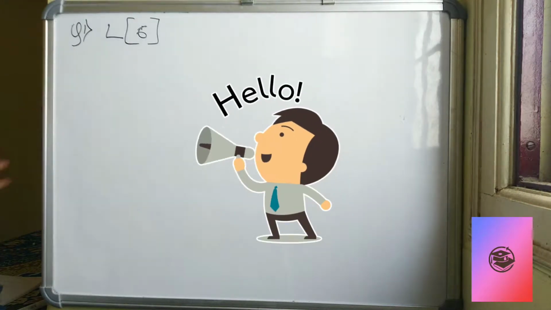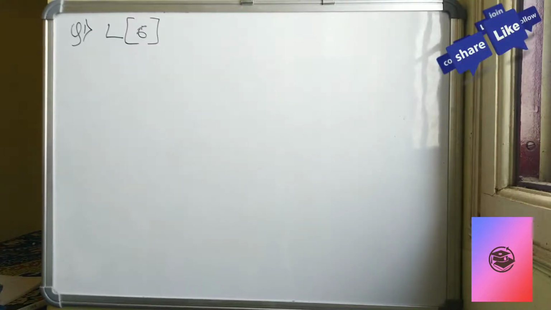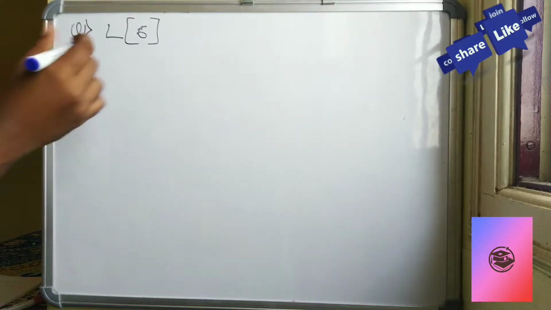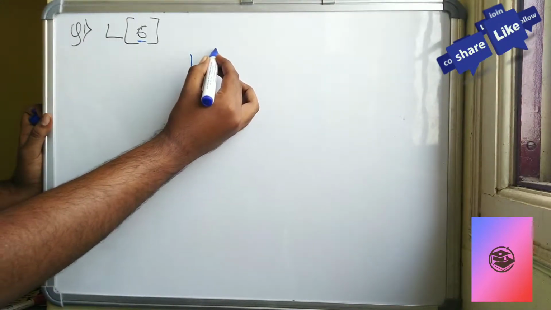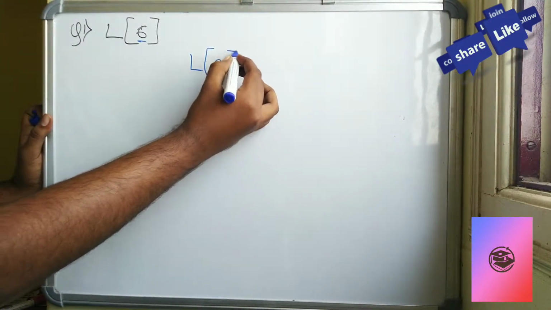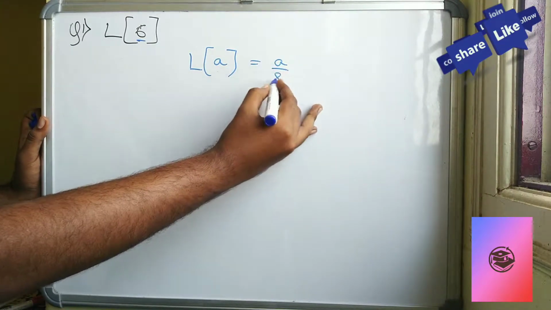In this video, we'll be solving some problems based on the standard formulas for Laplace transform of the function t. In this first question, we'll take the Laplace transform of 6. It is nothing but a constant. We know that the Laplace transform of a constant a will be a by s.